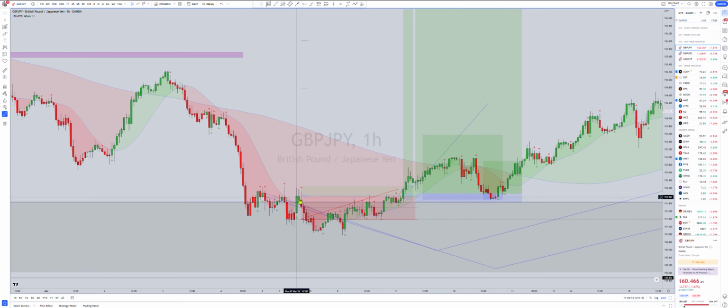So I entered off of here. The first actual entry was off of here, and then what do you know? First thing it does, reject off of the zone and continues to go down about 80 pips, and I held through that hedge even as it came out all the way down here. I held through it, and then I started adding more trades.